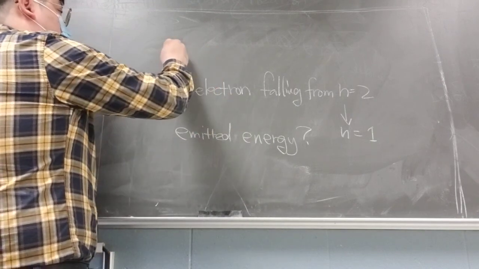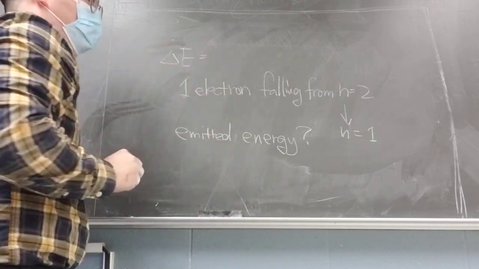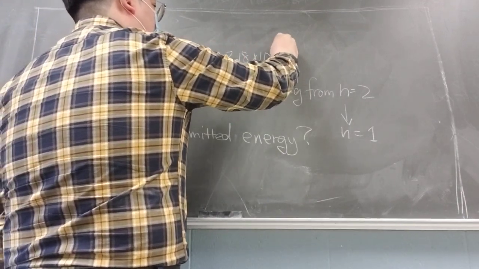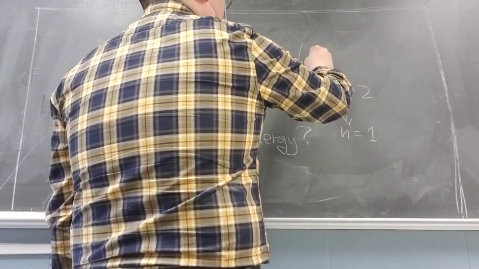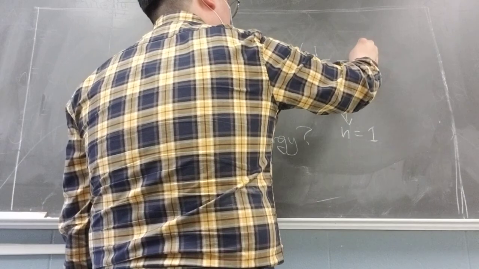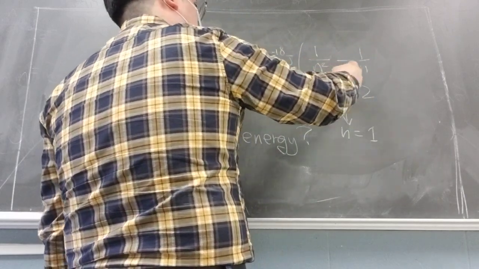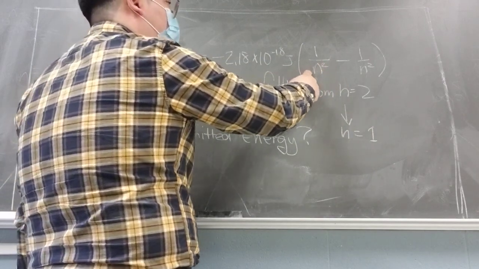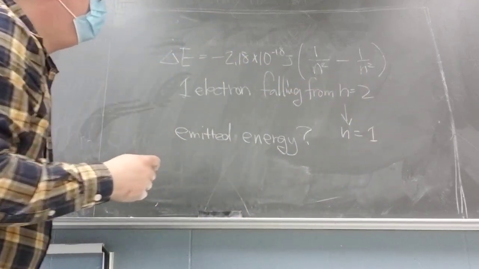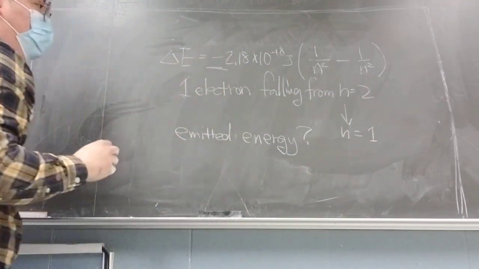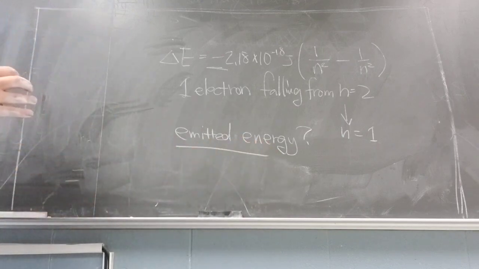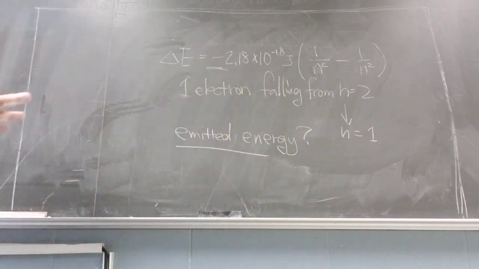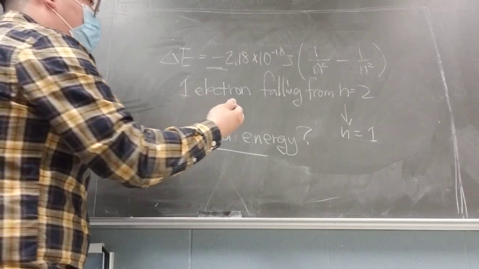Whenever you have an energy change, we have the Rydberg equation, which is negative 2.18 times 10 to the negative 18th joule times 1 over n squared, minus 1 over the other n squared. This is the final state, and this is your initial state. This is negative because it's an emitted energy, meaning the electron is losing energy. That's why we put the negative sign. But this literally means how much energy will be released from this electron.